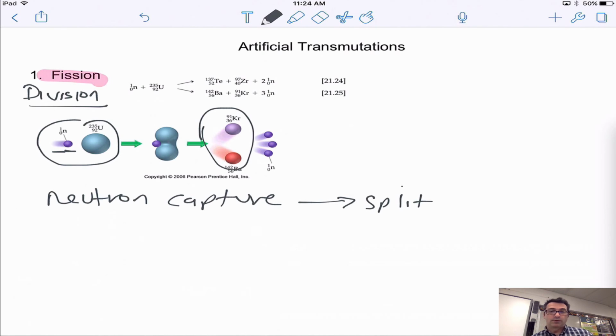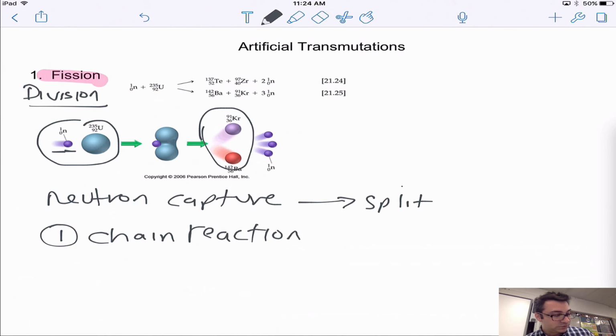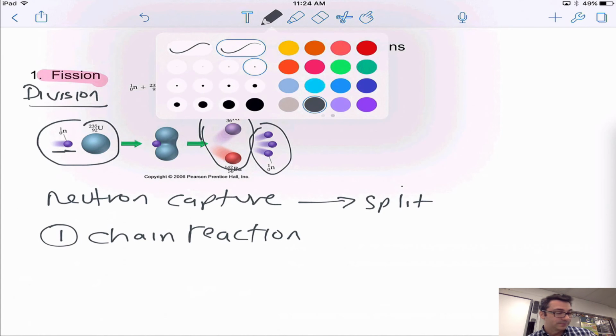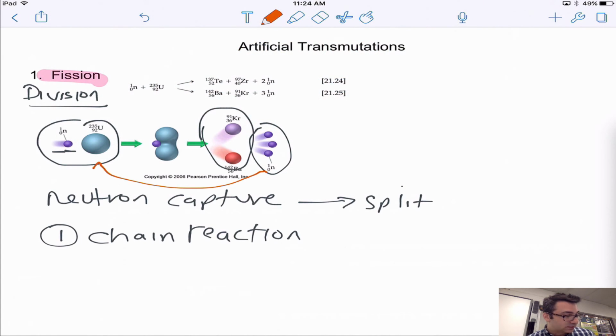Now, there's a couple of important things going on here. One of them is that this is a chain reaction. So these three neutrons that are produced will actually go back and react with more uranium. And so what you get is this sort of exponential growth of collisions. Because if each of these collisions is producing three neutrons, and each reaction therefore is producing another three, you end up with this exponential growth of collisions.